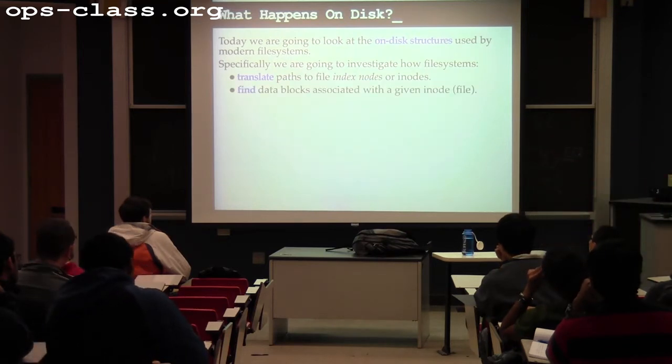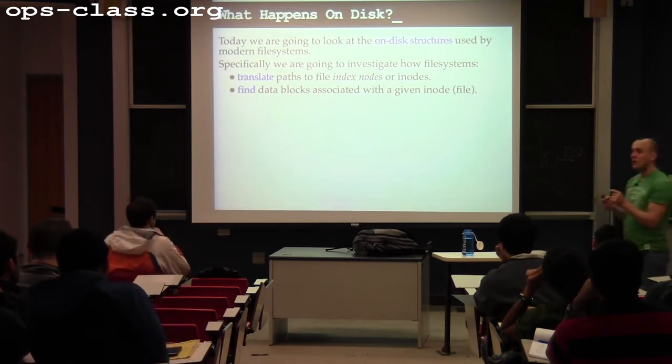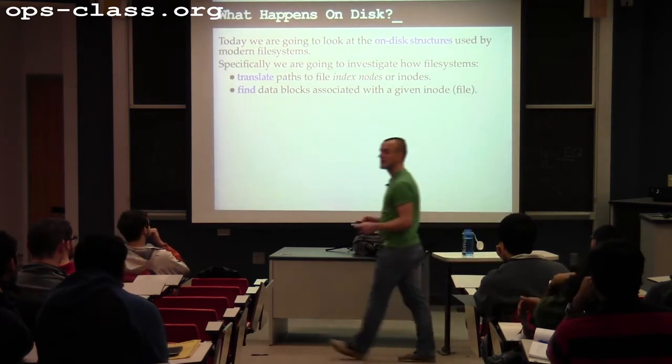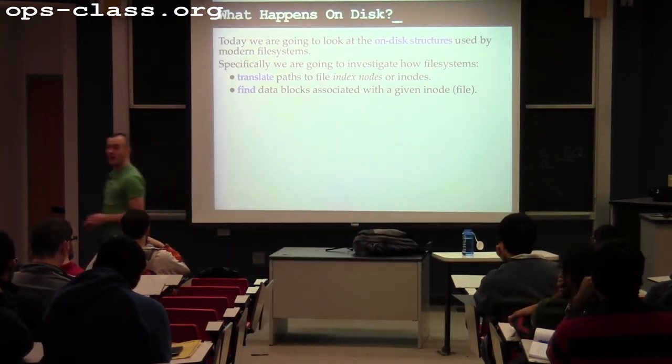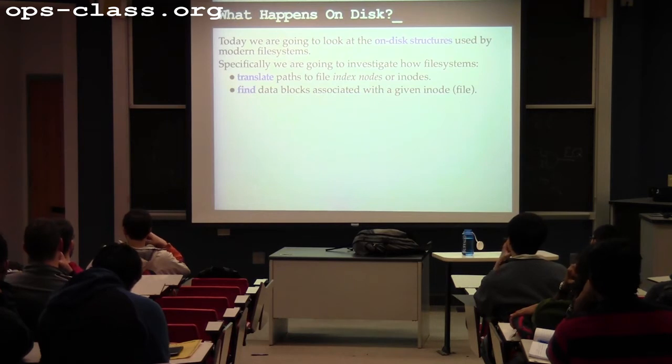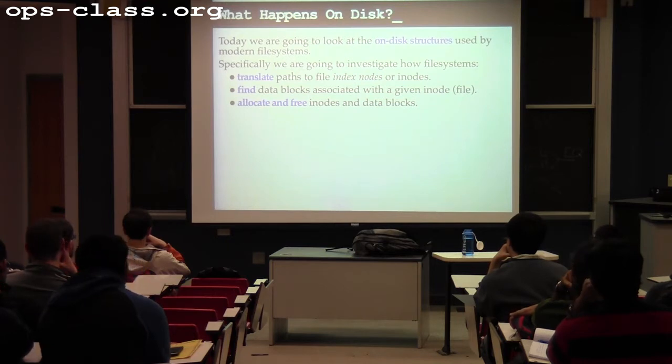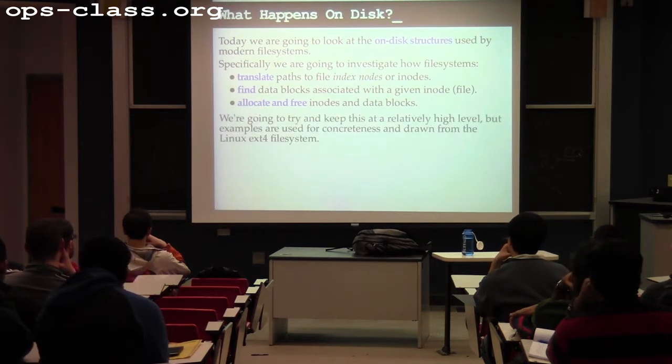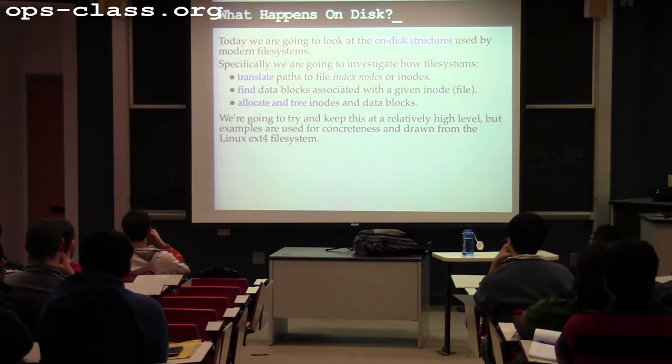And then I need to be able to find the data blocks. So the inode itself contains a data structure which needs to allow me to locate all of the other data blocks that are associated with the file in an ordered way, right? Because this is an ordered stream of bytes that is stored on disk, right? And then we'll talk a little bit about how these inodes get allocated and freed, right? Both inodes and data blocks, right? So I'm trying to do this at a somewhat high level, but for fun, we'll look at actual examples from ext4, right? ext4 and a lot of other modern file systems give you a bunch of cool tools for poking around and looking at how things work, right?